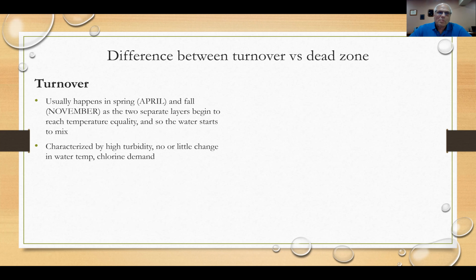Turnover is typically characterized by high turbidity, little or no change in the water temperature, and chlorine demand. That temperature is starting to reach that 4 degrees centigrade mark. And to treat this, we want to add potassium permanganate, we want to add caustic at the rapid mix and some chlorine there too, and we want to increase the coagulants.